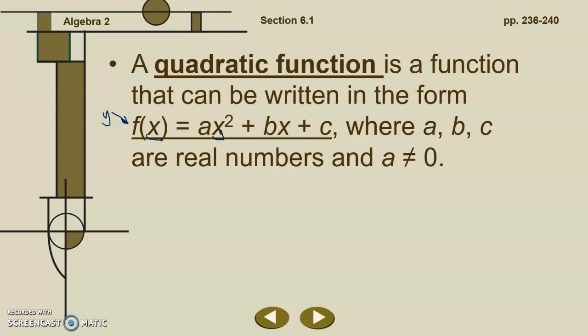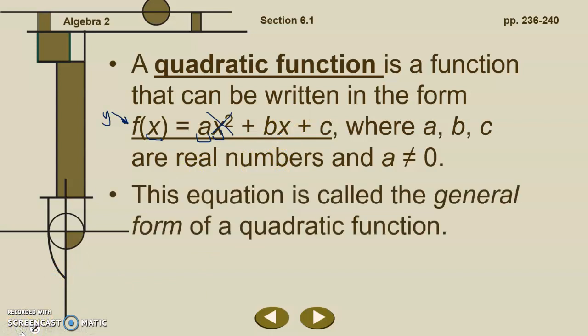You're already familiar with this form, ax squared plus bx plus c, from the previous chapter, and you should remember that a, b, and c are real numbers, and a cannot be equal to 0. If a is equal to 0, well, 0 times x squared is 0, and that just leaves you with bx plus c, which is a linear function. So in a quadratic function, a, b, and c are all real numbers, and a is not equal to 0. This equation is called the general form of a quadratic function.